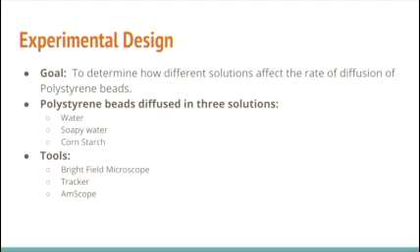In order to answer these questions, we designed an experiment to help us determine how different solutions affect the rate of diffusion of polystyrene beads within 3 different solutions: water, soapy water, and cornstarch. These solutions all have a different viscosity, which allows us to test different diffusion rates. In order to record data that is useful to determine the rate of diffusion, the group used a bright field microscope paired with the program AMScope to view and record the velocities of the beads within the 3 different solutions. After all 3 trials were performed, the group used the program Tracker to track a specific bead from start to finish during a set amount of time for each trial in order to find the velocities for each solution.